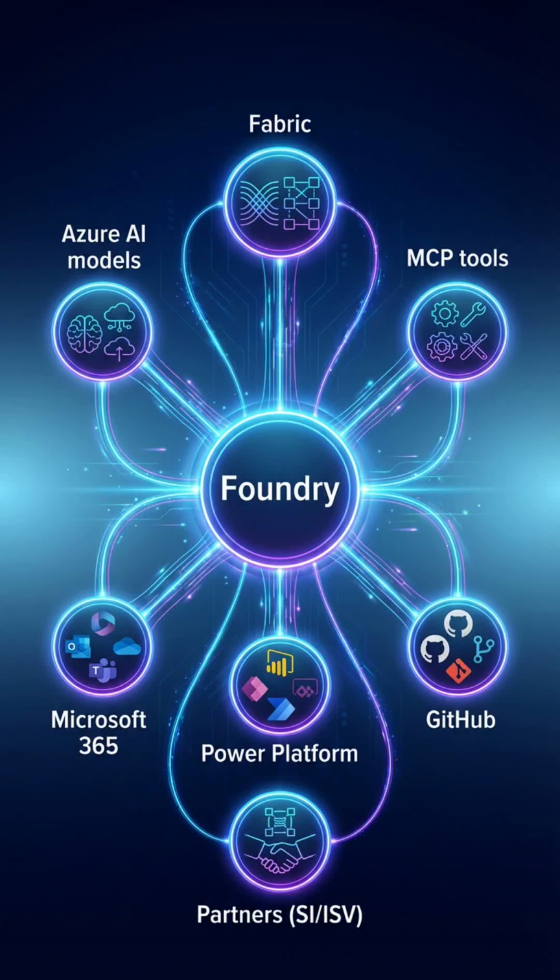Ecosystem-wise, Foundry is becoming the hub for Azure AI models, MCP tools, and deep integrations with Fabric, Microsoft 365, GitHub, and Power Platform, plus a growing SI-ISV partner network. Strategically, this positions Foundry as the default AI application fabric for Microsoft-centric organizations, shaping how they standardize governance, reuse components, and scale agents over the next 3 to 5 years.